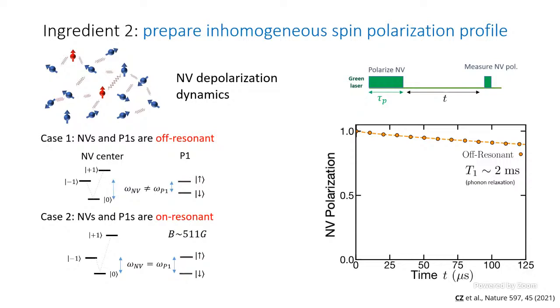So the 0 to +1 transition is not allowed because it is far detuned from the P1 transitions. Okay.